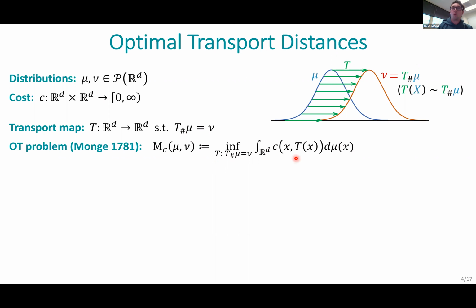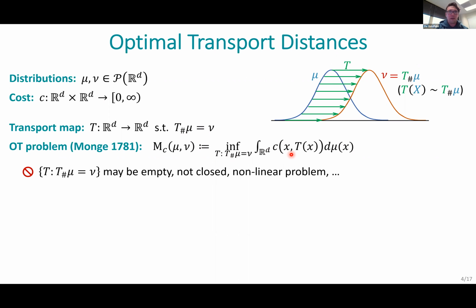Okay. While this makes perfect intuitive sense and is a very sensible way to set up the problem, it turns out that as a mathematical formulation, this Monge problem has a bunch of issues. For example, the set of transport maps may be empty. A transport map between two distributions may not exist. And this is a highly non-pathological statement. There are simple examples of distributions between which we cannot find a deterministic transportation map.